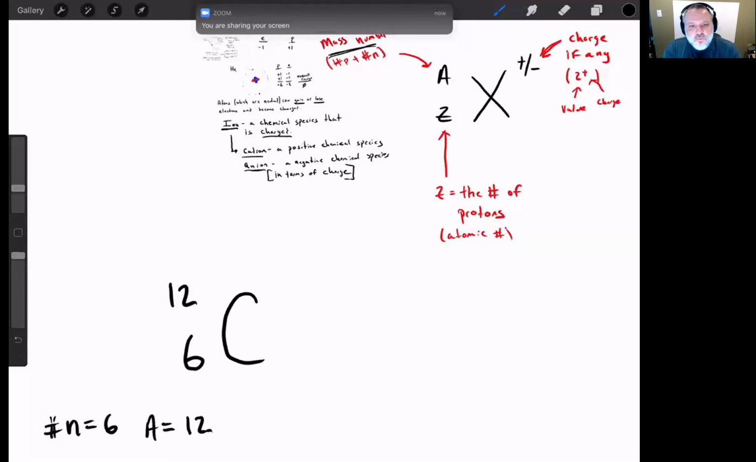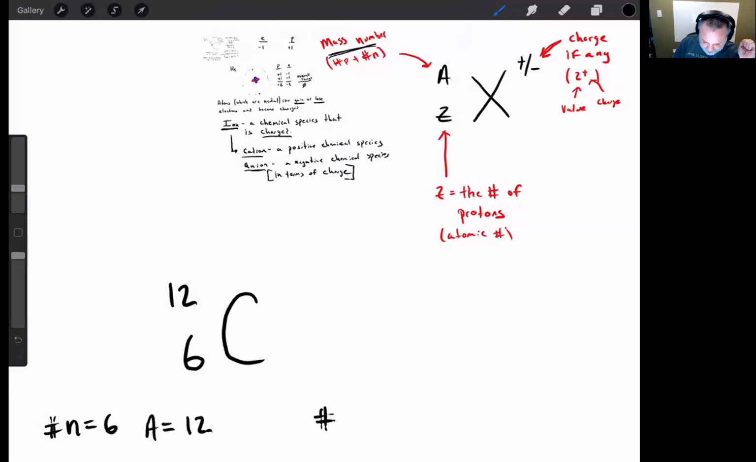So let's go back to our carbon. What would the charge of carbon be? Let's say that it gained. First of all, how many electrons does carbon need in order to be neutral? Right, the number of electrons has to be the same as the number of protons.